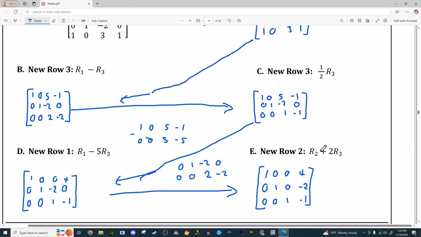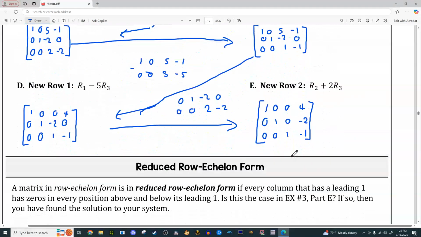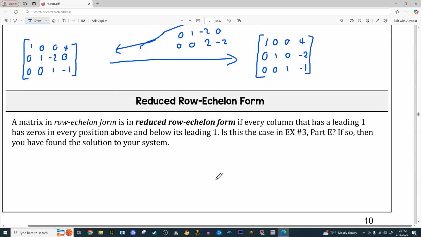This matrix here is our final answer. This matrix down here is what is known as reduced row echelon form. See how we have ones along the diagonal here and zeros for every other coefficient? This is what is known as reduced row echelon form. That matrix that we just made, the matrix of 1, 0, 0, 4, 0, 1, 0, negative 2, and 0, 0, 1, negative 1.